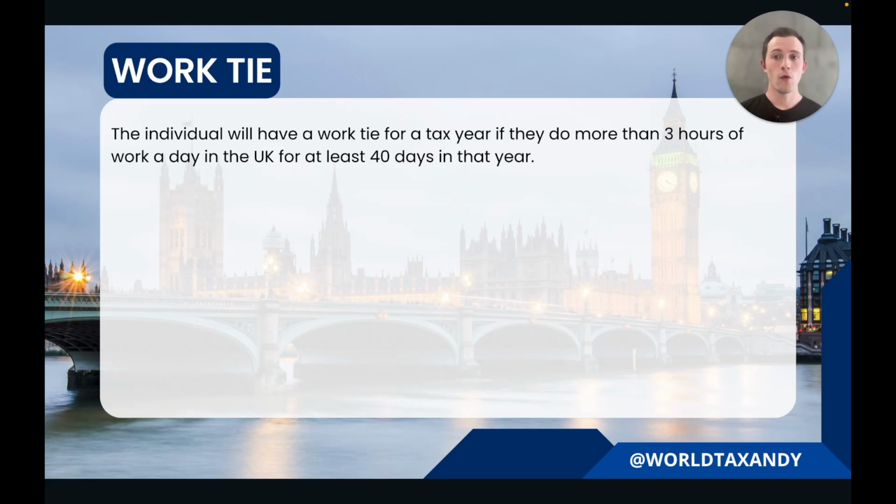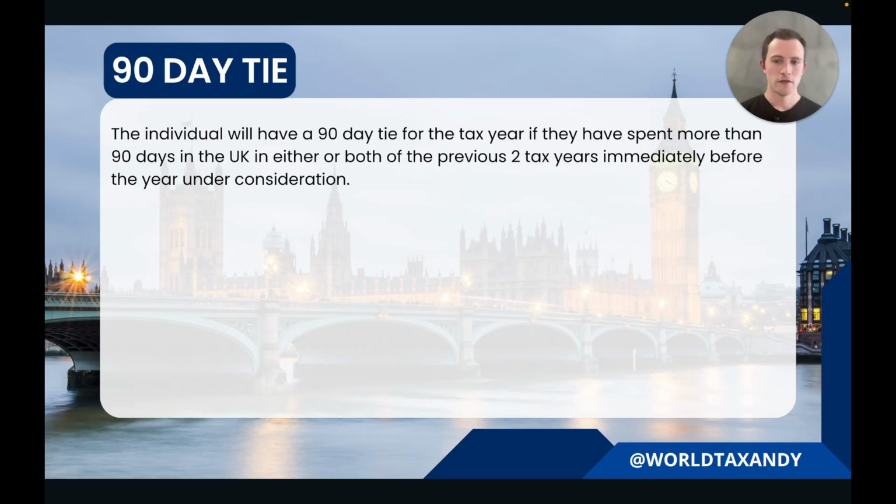So next we've got the work tie, and this is more straightforward. This says that an individual will have a work tie for the tax year if they do more than 3 hours of work a day in the UK for at least 40 days in that tax year. Another straightforward one is the 90-day tie. So this says that you'll have a 90-day tie for the tax year if you spent more than 90 days in the UK in either or both of the previous 2 tax years immediately before the year under consideration.